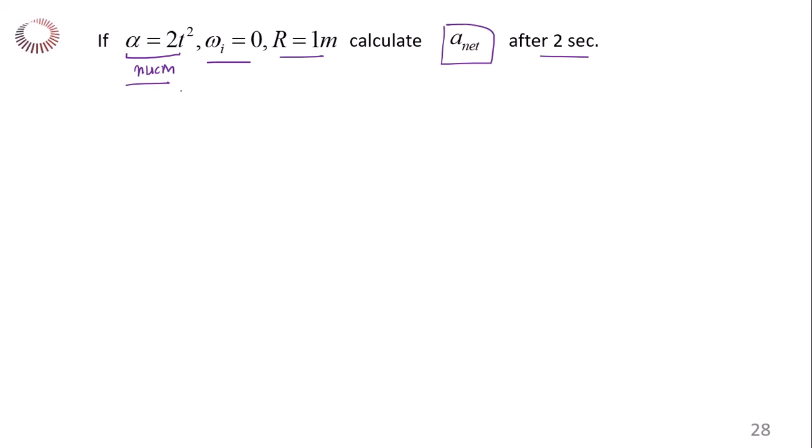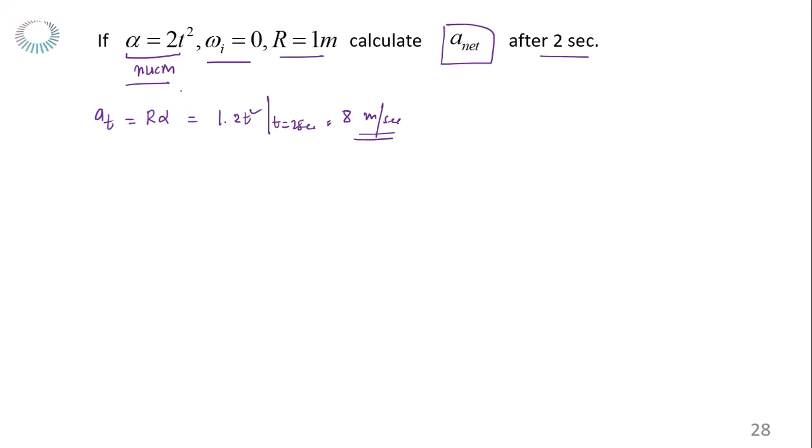So now a_net has two parts. One is a_t. a_t is basically R into alpha. So what is that? R is 1, alpha is 2t squared. So after t equals 2 seconds, it should be equal to 8 meter per second squared. The unit for a_r and a_t is meter per second squared.